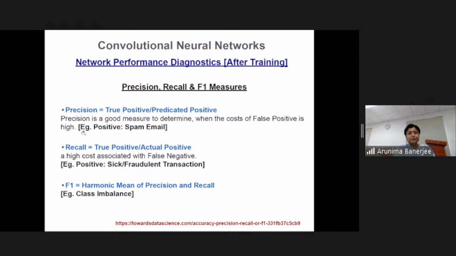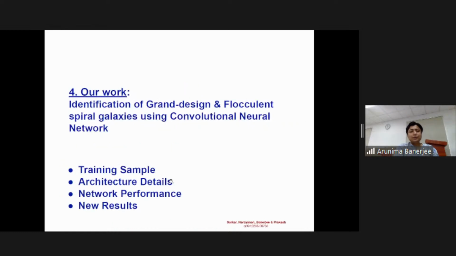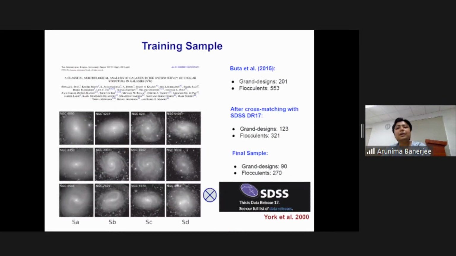This is the precision. And then we have recall, when a high cost is associated with false negatives. So maybe I will take a few minutes to combine these two ideas which we discussed today. I hope I have given you motivation enough to understand why it is important to classify grand designs and flocculants and how it can be done using a convolutional neural net.